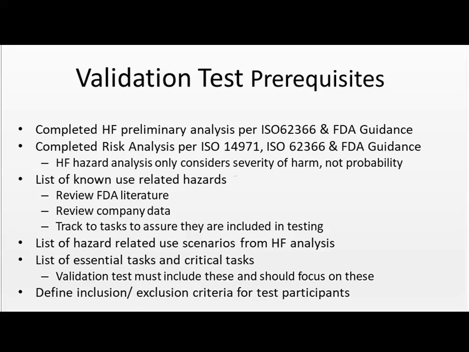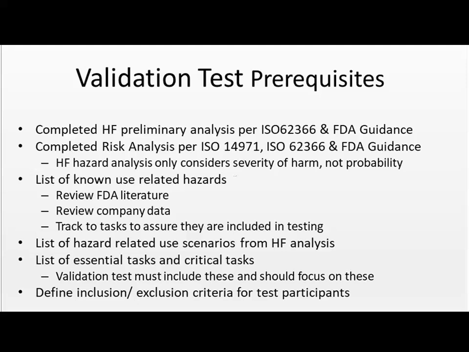You should have a list of known use-related hazards. And this comes from reviewing FDA literature, FDA databases, reviewing your own company data, reviewing industry data information. All of these identified use-related hazards should be documented and tracked to tasks to assure that they are included in testing. So you want to be able to demonstrate that you've identified use-related hazards and you've considered them in your human factors validation.